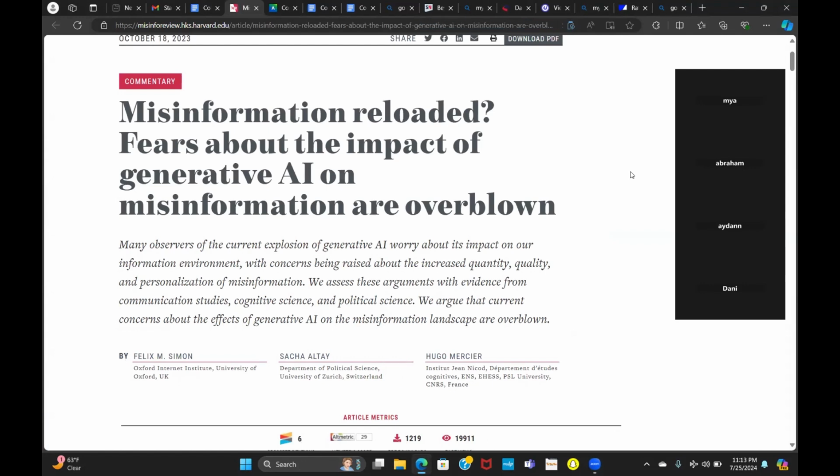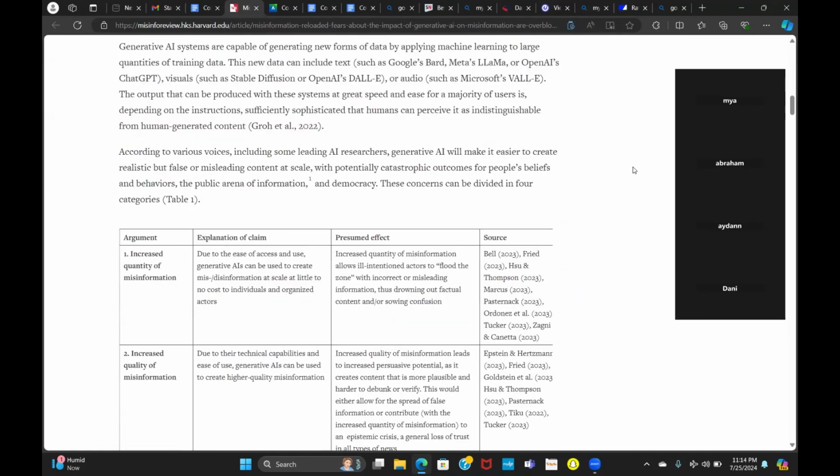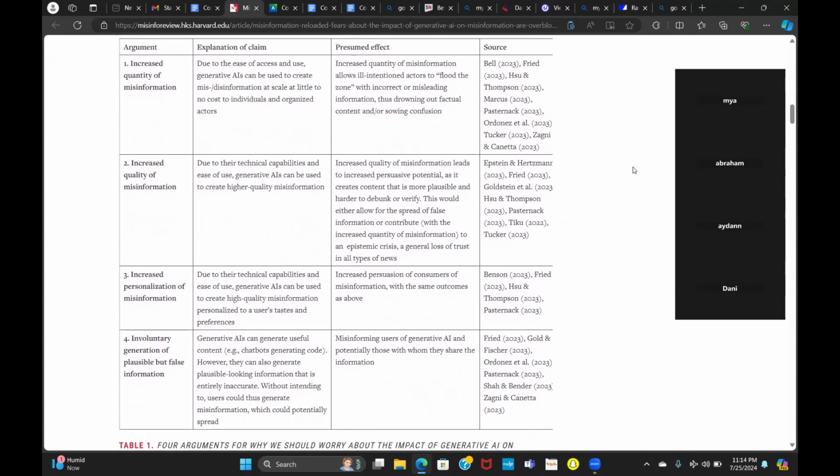I just think because this one shows, it gives points, it numbers the points, and then it explains them too, and it gives sources and everything along with that. So it's not just making claims. I think she's talking about the table if you scroll down. Yeah, right here. We thought this one was really good because it has the arguments, the explanation of the claim, the presumed effect, and the source.